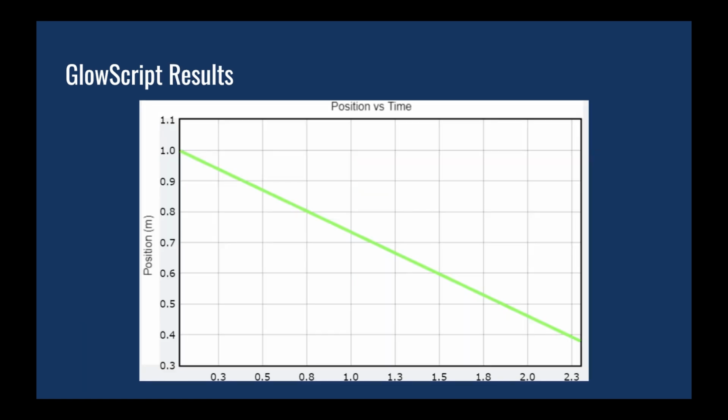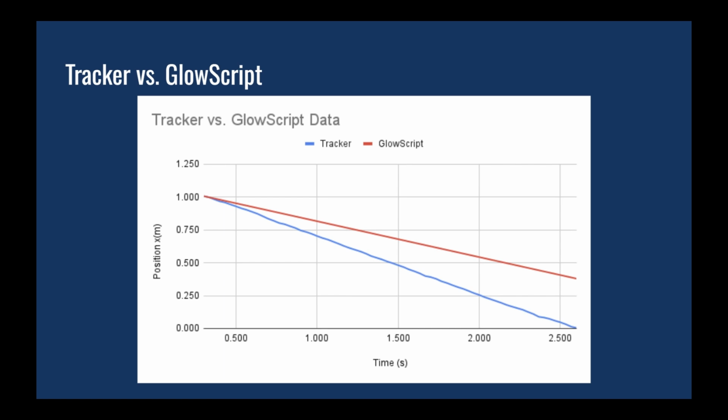And here are the results from GlowScript, this graph. It looks pretty similar to the Tracker graph as well. So here is the Tracker versus GlowScript data in an actual graph together, and as you can see, the Tracker graph actually deviates from the GlowScript predicted graph.